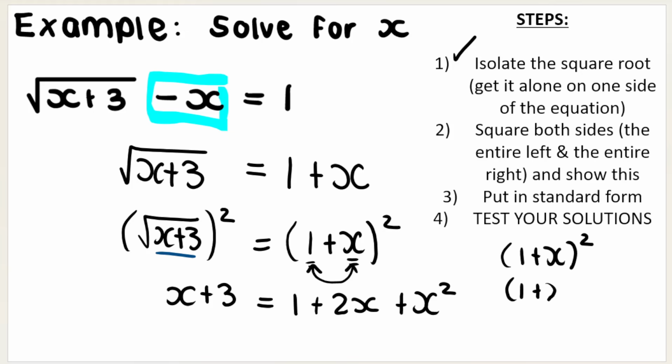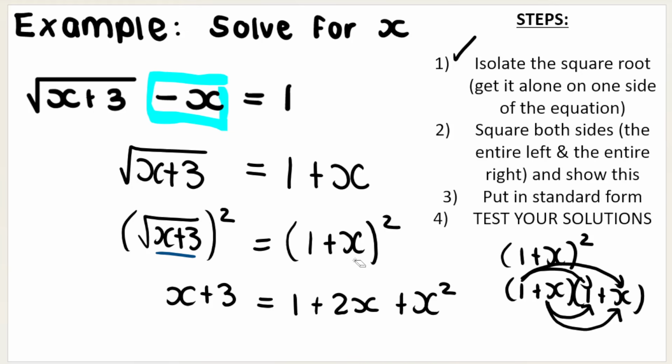If you don't like thinking about it in terms of the shortcut, this 1 plus x squared means 1 plus x multiplied by 1 plus x. And you can just do the normal FOIL method. 1 times 1, 1 times x, x times 1, and x times x. Please do not forget about this middle term over here. A lot of students forget about it, and that's where they make the mistake in the exam.